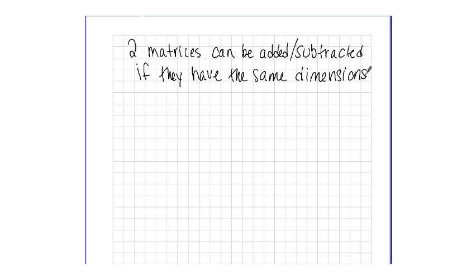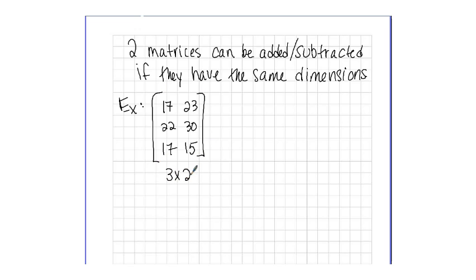So one example of how to add matrices together as if we are given these two matrices. So we've got 17, 23, 22, 30, and 17, 15 in our first matrix. So this would be a 3 by 2 matrix, and sometimes it's a good habit to get into is just write the dimensions of each matrix. That way you know what you're dealing with. And we are going to add that to the matrix 35, 15, 14, negative 2, 18, and 10.